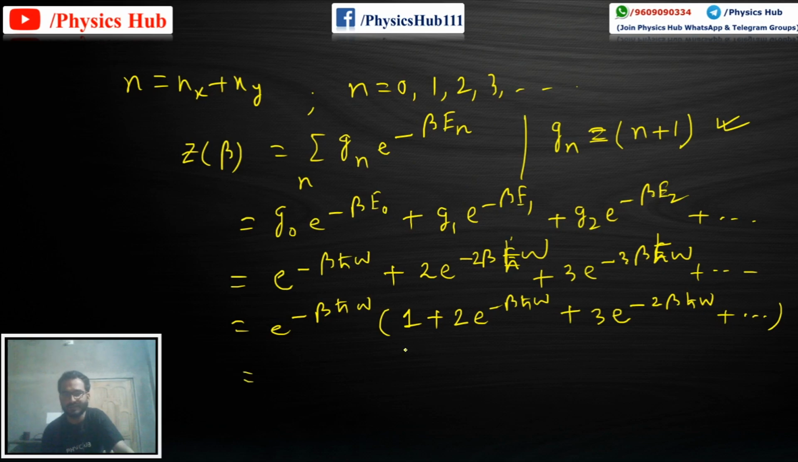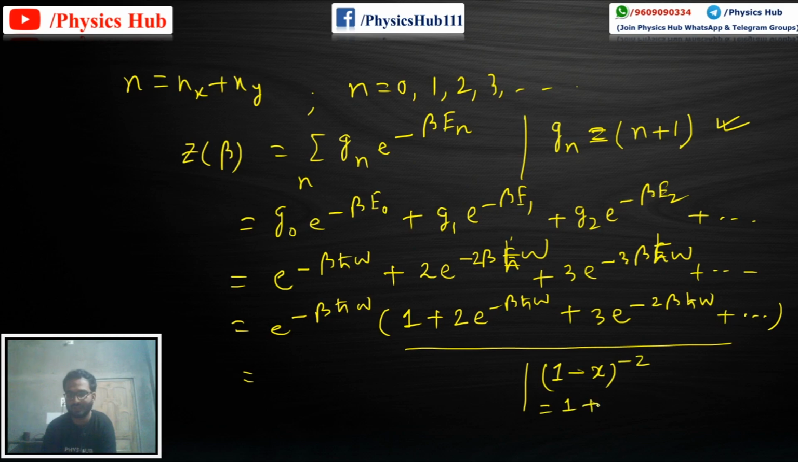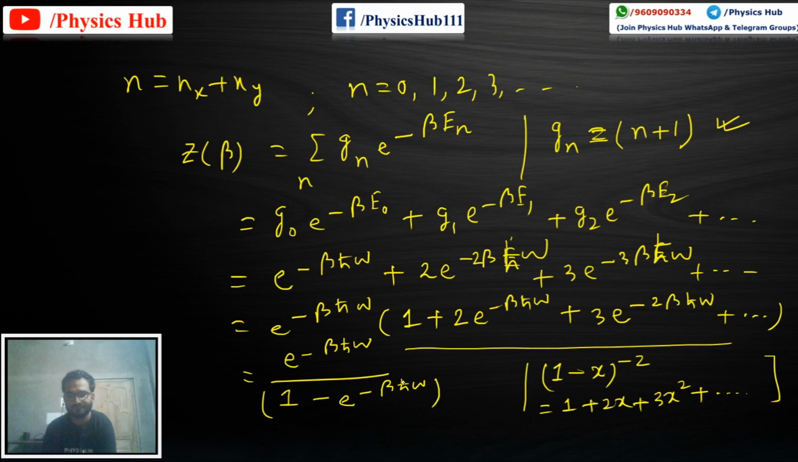Now this is an expansion formula, the binomial expansion. We know that 1 minus x to the power minus 2 goes like this: 1 plus 2x plus 3x squared plus and so on. So this formula is being applied, and it becomes e to the power minus beta h cut omega divided by 1 minus e to the power minus beta h cut omega, squared. In the numerator it was minus 2, so it becomes plus 2.